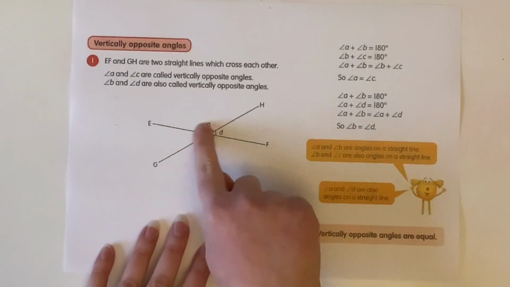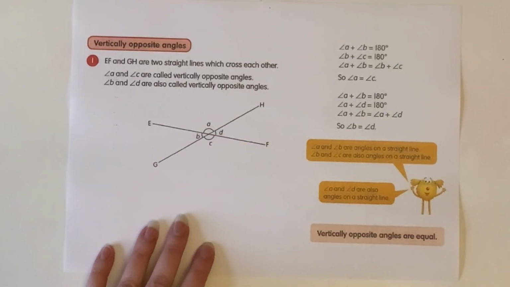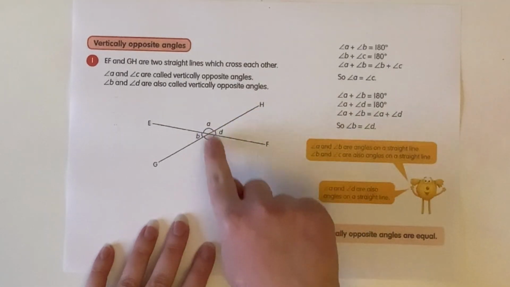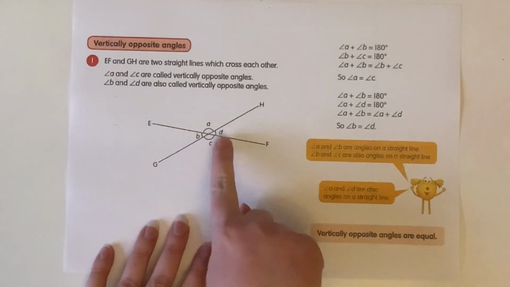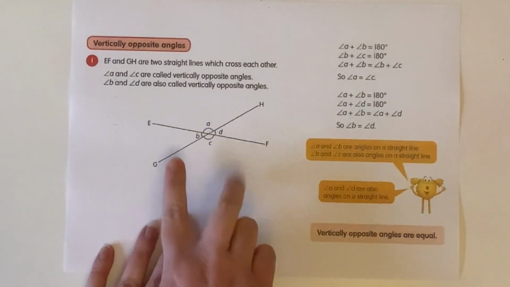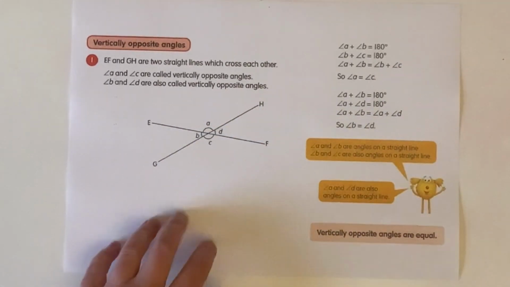Angle A and angle C are called vertically opposite angles. So they're opposite each other here. Angle B and angle D are also called vertically opposite angles because they're opposite each other here.